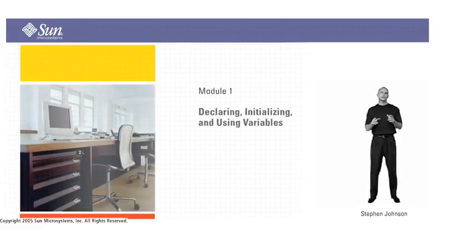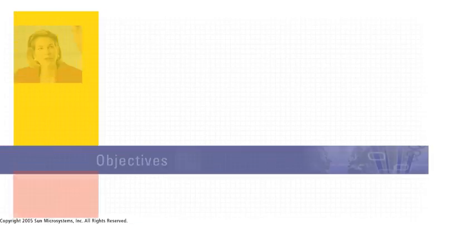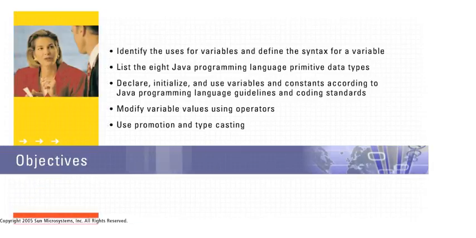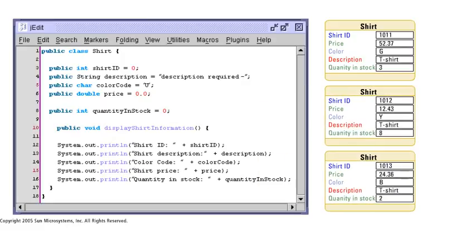In this module, you're going to learn how to declare and use variables, and what the difference between primitive and object reference types is. In this module, we'll be discussing variables. We'll learn the syntax for declaring a variable, the naming rules for variables, as well as how to initialize a variable. We'll also learn about the 8 Java primitive data types, how to modify variables using operators, and we'll talk about promotion and typecasting. Variables can be declared in Java in 2 different places.